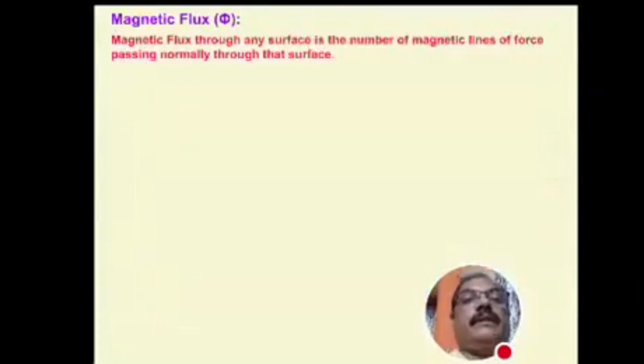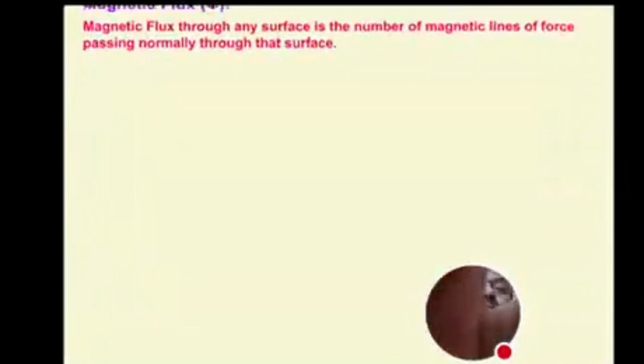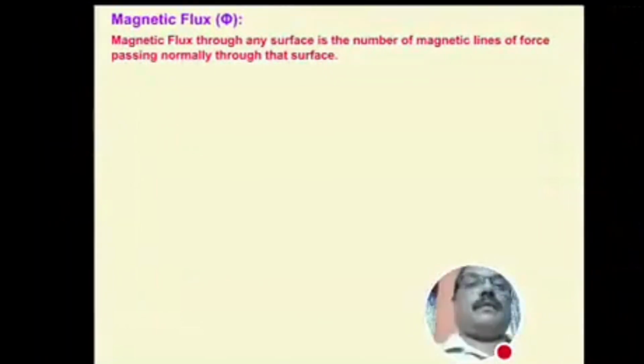What is magnetic flux? Magnetic flux through any surface is the number of magnetic lines of force passing normally through that surface. So the number of magnetic lines passing normally through that surface. You can see it here, and you can just check whether the content is clear or not.